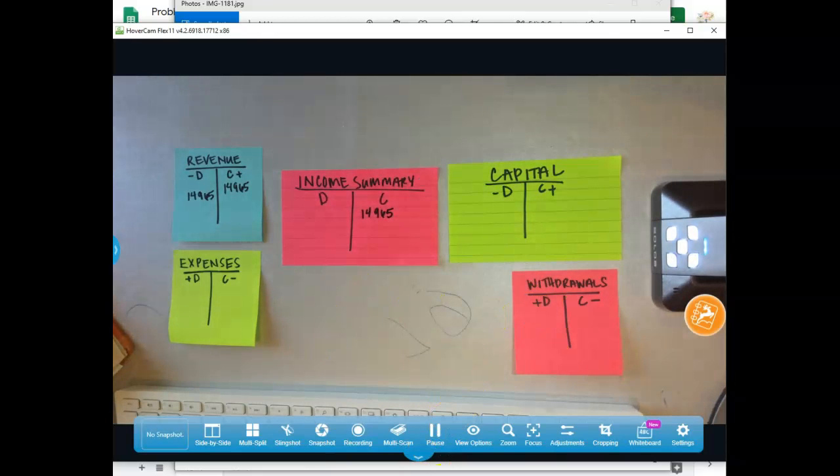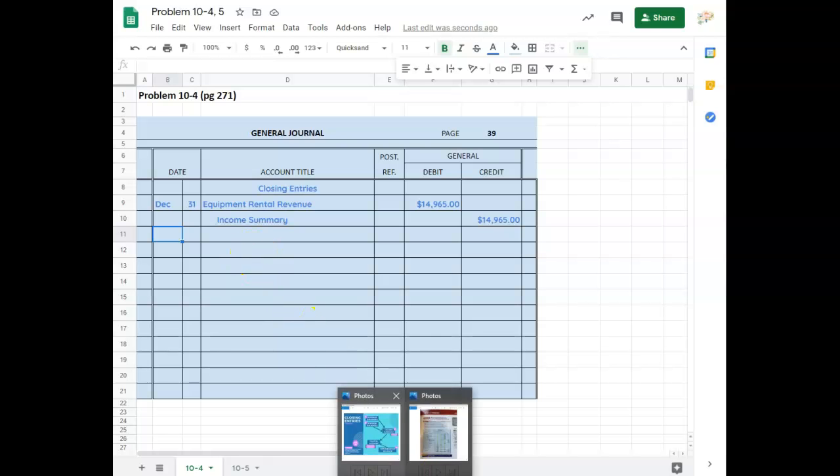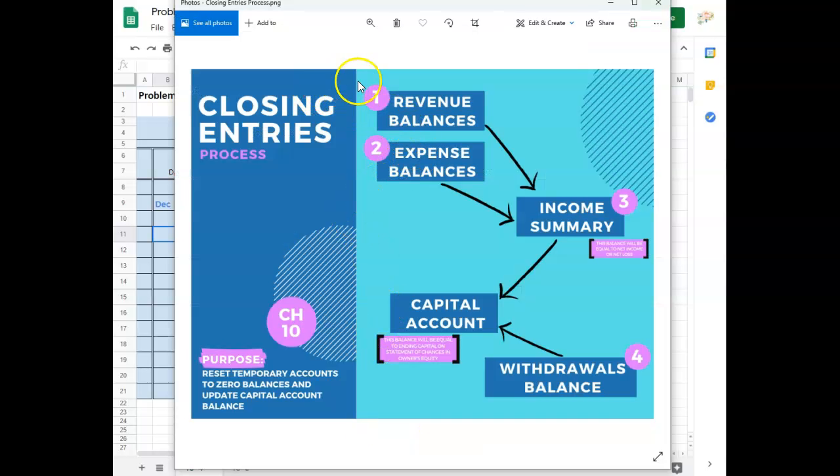So let's go ahead and put that in our general journal. So again, we're going to debit equipment rental revenue for the $14,965, and we're going to credit income summary for the same amount. Always have to have a debit and credit, and they always have to equal. Now, what's special about our closing entries is we don't need a source document because we indicated that these are closing entries here at the top. So that's our first closing entry. So let's go ahead and go back to our process. So we have number 1 down.